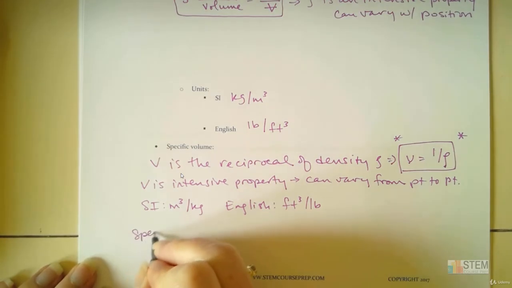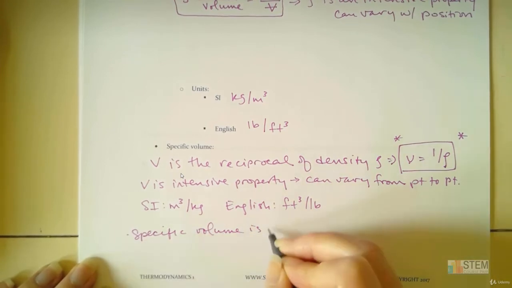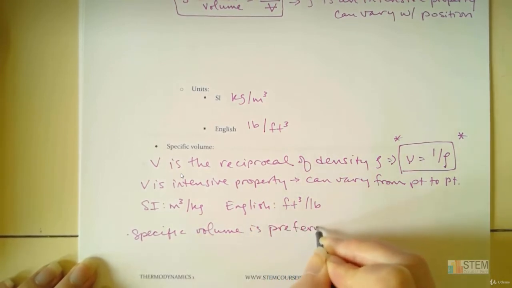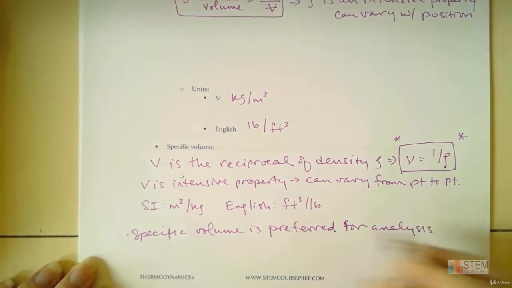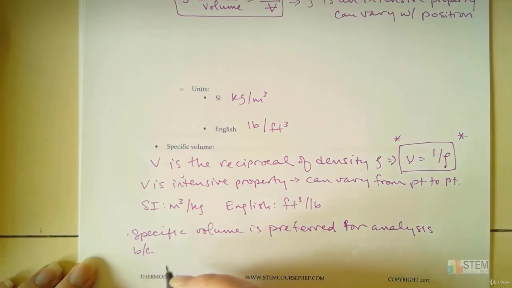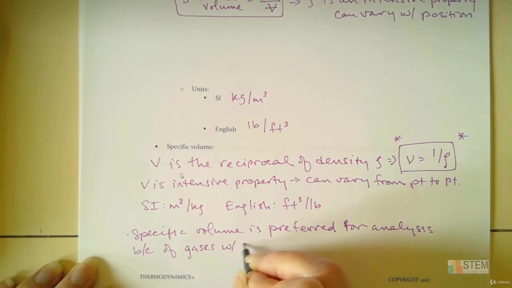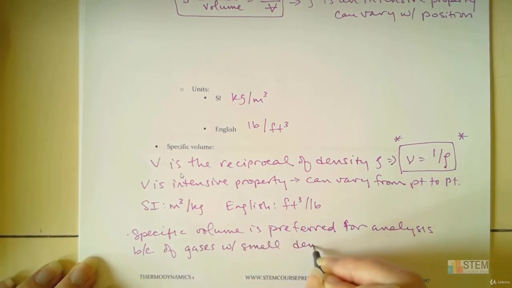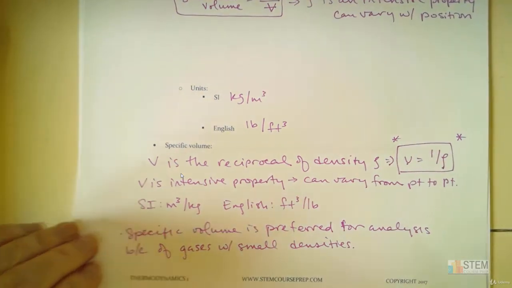So let's just write: specific volume is preferred for analysis because of gases with small densities. So this way we don't have such tiny numbers to deal with. We'll have bigger numbers. So that's why we're going to use specific volume, and we're going to use that quite a bit.